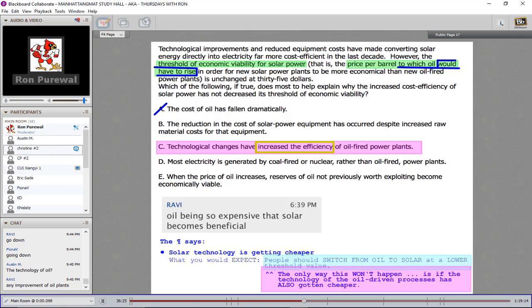As far as choice B, the point is we don't care about the components of that cost. I mean, B is saying that solar has become cheaper overall, even though one of the components of that cost has gone up. But we don't care. All we care about is that it's gotten cheaper overall. So this is not a thing. It's still gotten cheaper.